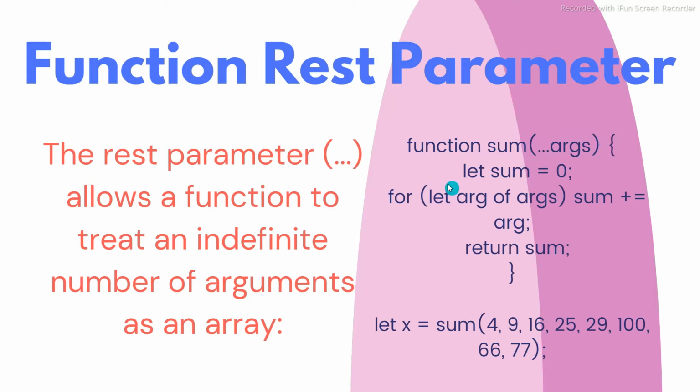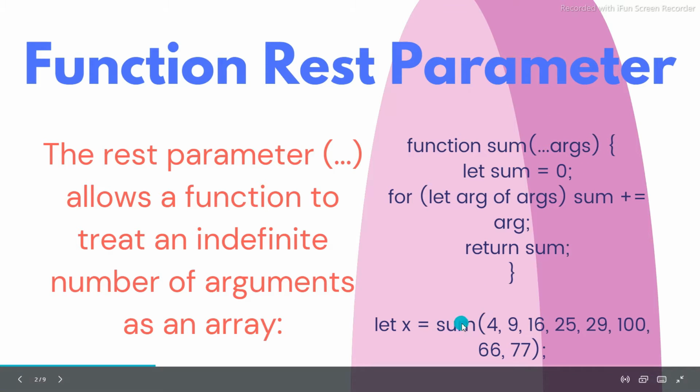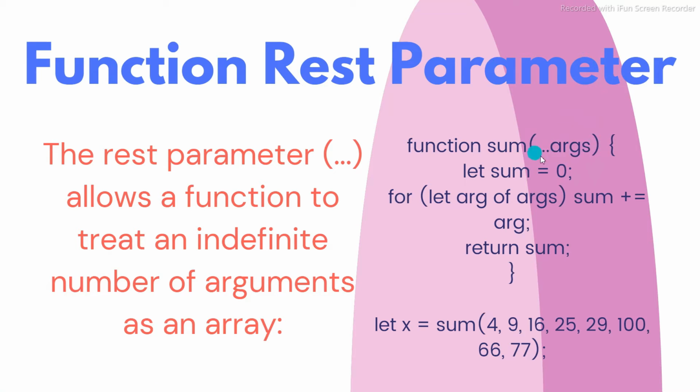And here we have the function body: let sum equal to 0, for let arg of args, sum plus equals arg. When I am using a rest parameter, we use these three dots and give it args, and here we have the sum. When I add an indefinite number of arguments into this sum, here we have 4, 9, 16, 25, 29, 100, 66, and 77. These are all going to be added into the function arguments.